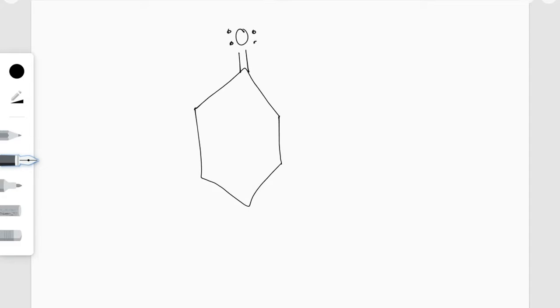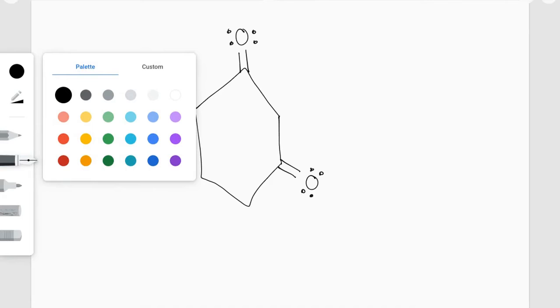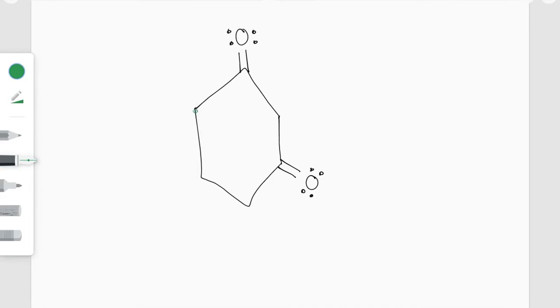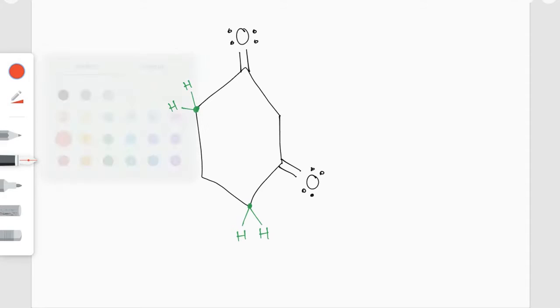2 of these alpha carbons are symmetrical, and we will label these in green. Now, there is a third alpha carbon that is unique, which we will label in red. Now, how do we decide which alpha carbon to deprotonate? In order to decide this, we have to look at the pKa's of the alpha hydrogens. The alpha hydrogens attached to the green carbons have a pKa of approximately 20. Now, the pKa of the alpha hydrogens attached to the red carbon is approximately 10.